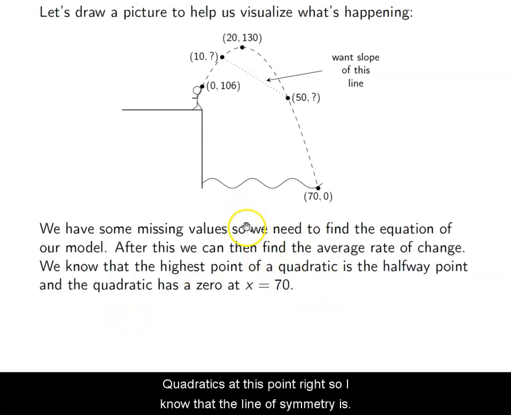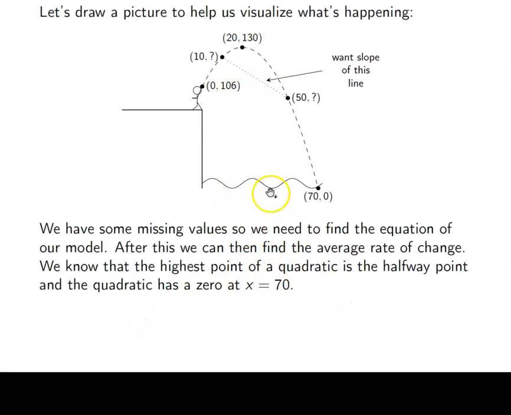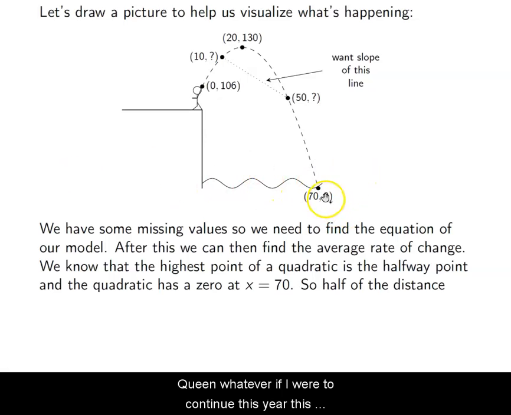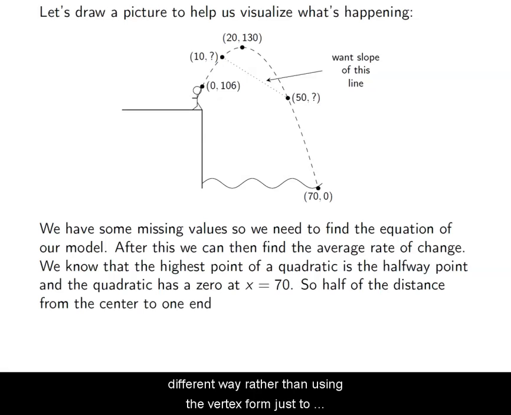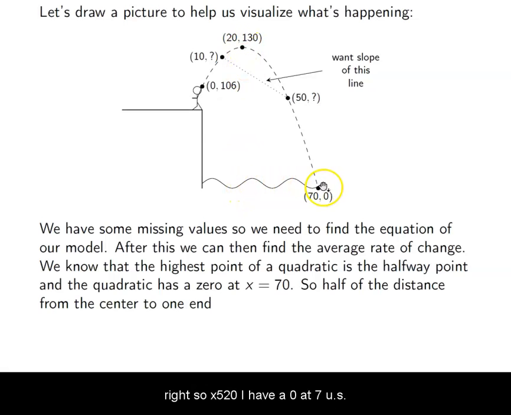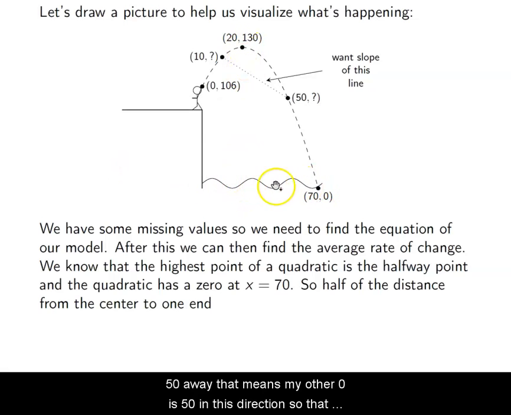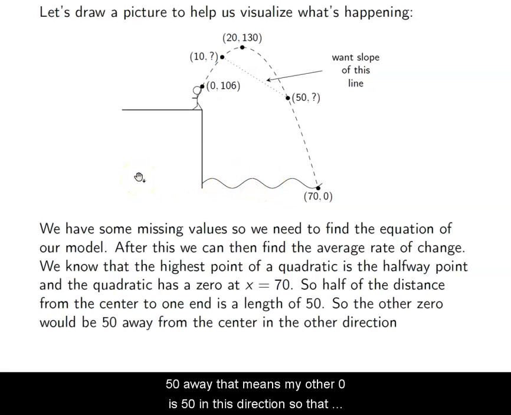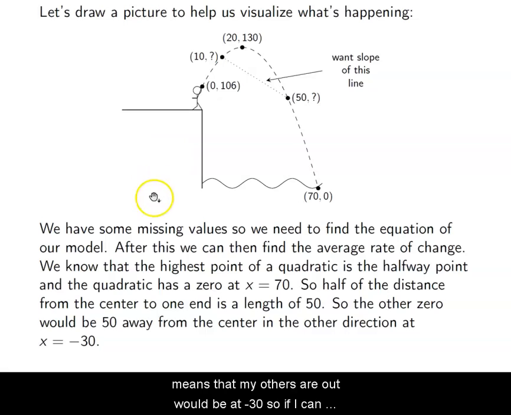So I know that the line of symmetry is in the middle for a quadratic, right? So 20 is the halfway point between, if I were to continue this here, this intercept and this intercept. So I'm doing it in a slightly different way rather than using the vertex form, just to give us some variation in our approaches, right? Half the distance from one end to the other is then going to be 50, right? So x value of 20, I have a 0 at 70, that's 50 away. That means my other 0 is 50 in this direction, okay? So that means that my other 0 would be at negative 30.